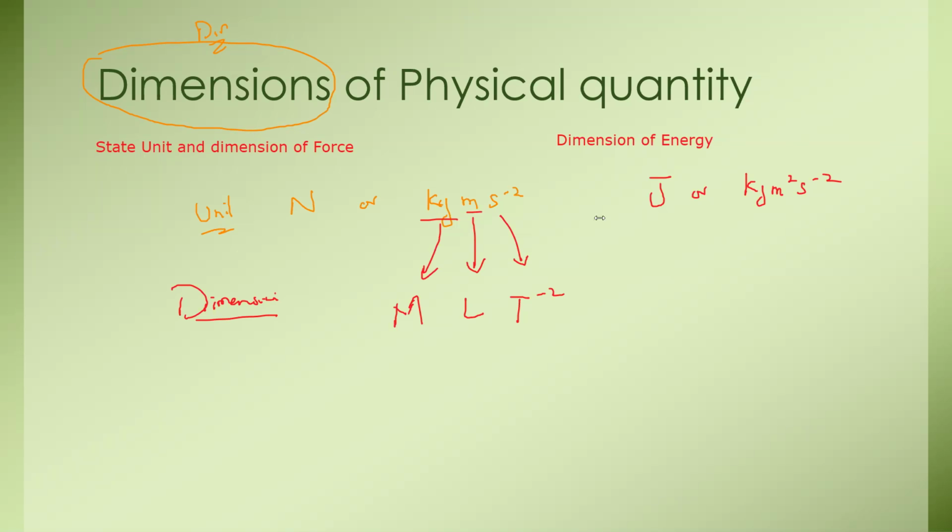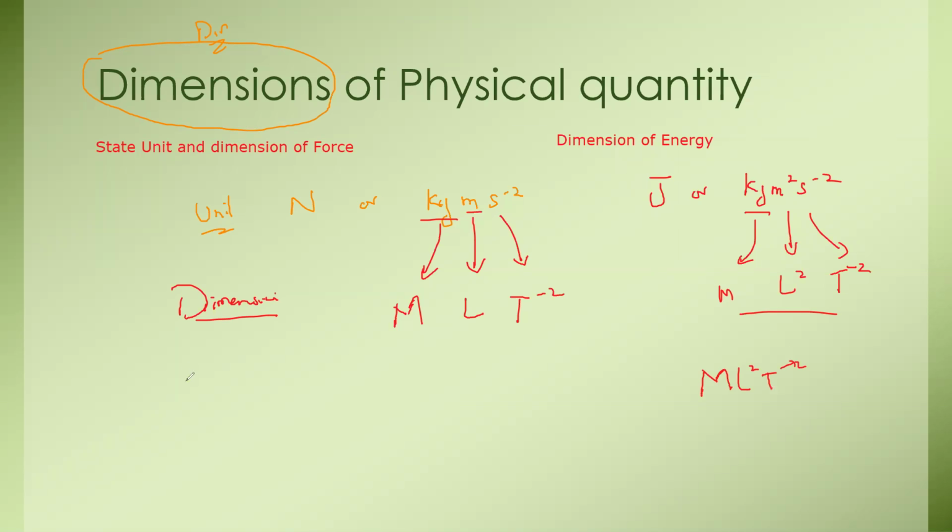Good? Because this is mass, this is length squared, and this is T raised to the power minus 2, the dimension is M L squared T to the power minus 2. There's no space actually, I'm just writing it like that. It should be written all together like M L squared T minus 2. So I should represent all together, with no need for space between them.